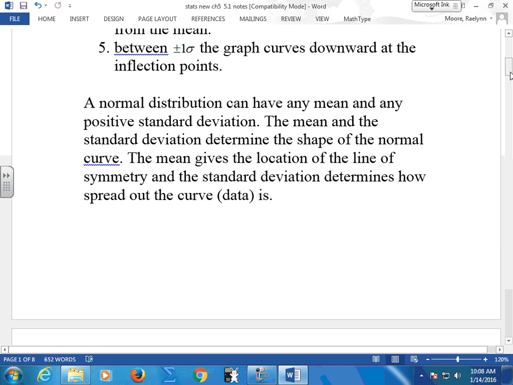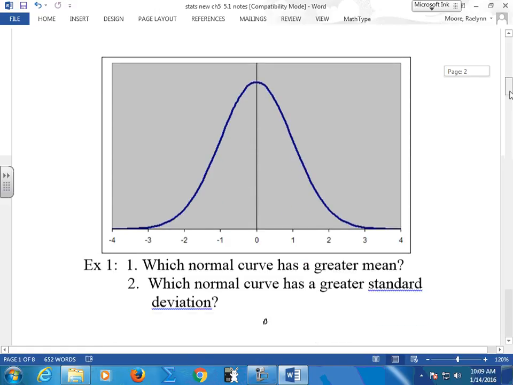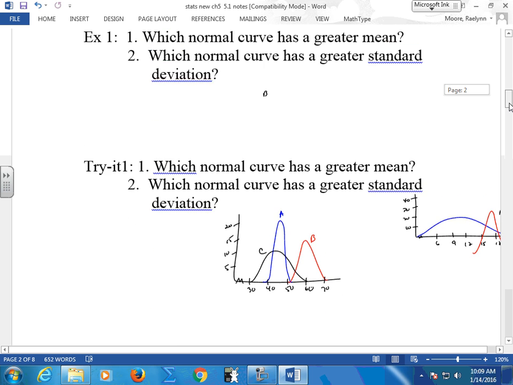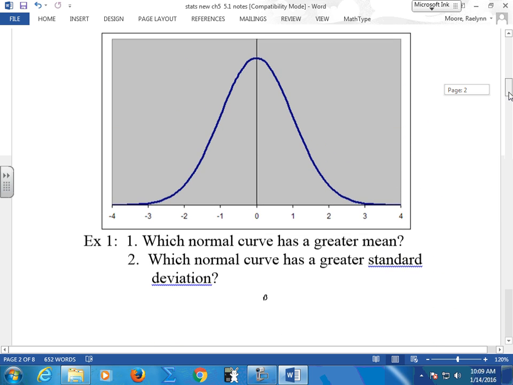You can have any mean, and your standard deviation is always a positive standard deviation because it's a distance away from the mean. And we'll see how spread out your curve is based on your standard deviation. So, this is your normal curve. This basically is your normal curve.